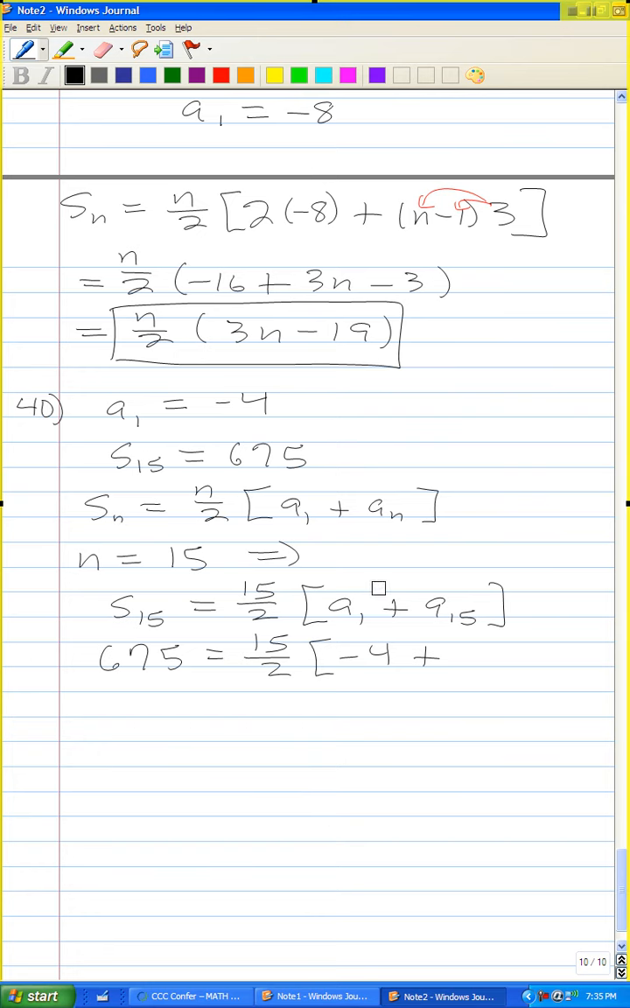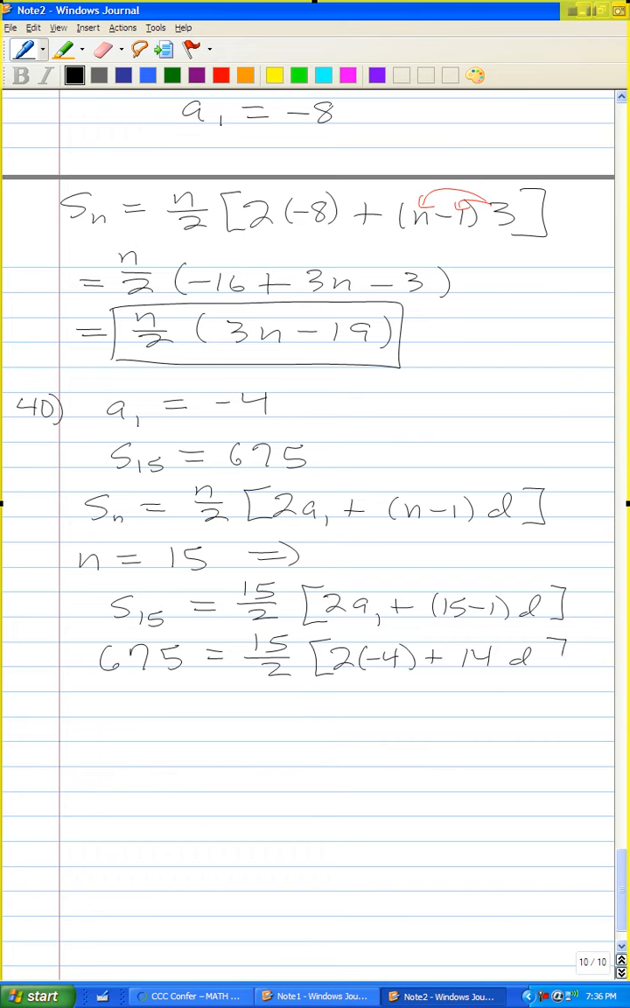Actually, let's use this formula. Not that it really matters, but I like to use this formula: 2a1 plus n minus 1 d. Let's use that formula instead, just to get the common difference d. So this is 2a1 plus n minus 1 d. So 2 times a1 is negative 4 plus 14d.